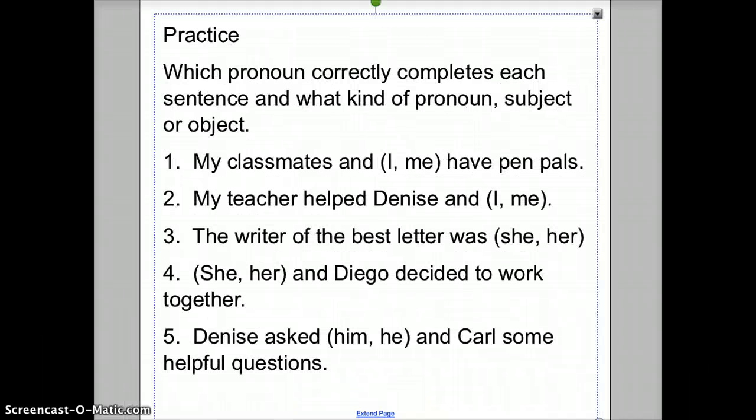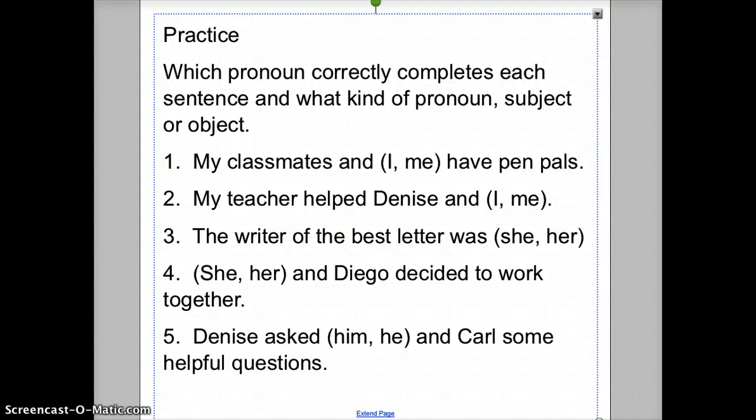Number your paper 1 to 5. In this exercise, you are going to choose the correct pronoun and also name whether it is a subject pronoun that you chose or an object pronoun. You might want to get your notes out too, that you have your subject and object pronoun charts on, so you can look at which ones are which. So remember what I said, always find the verb first.